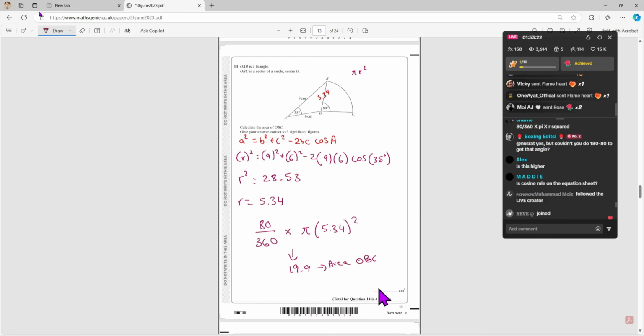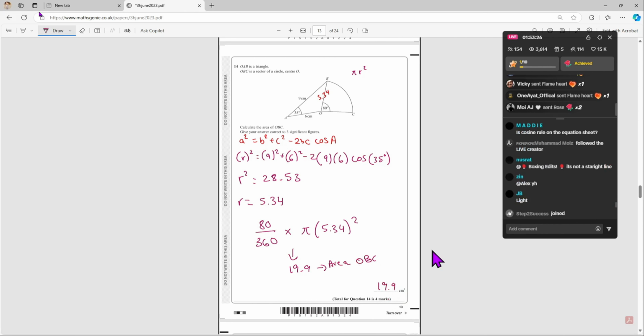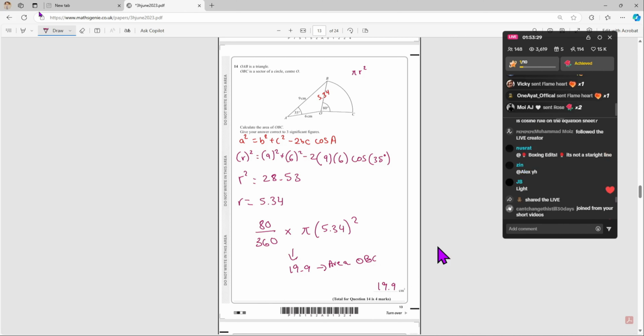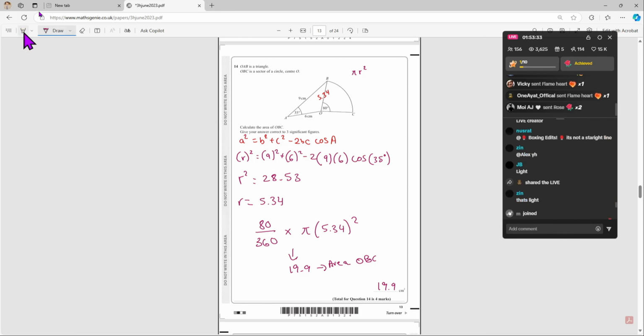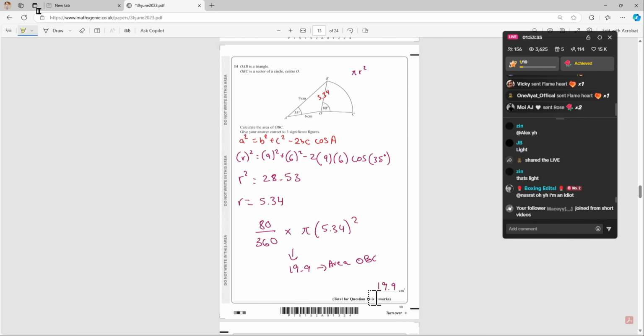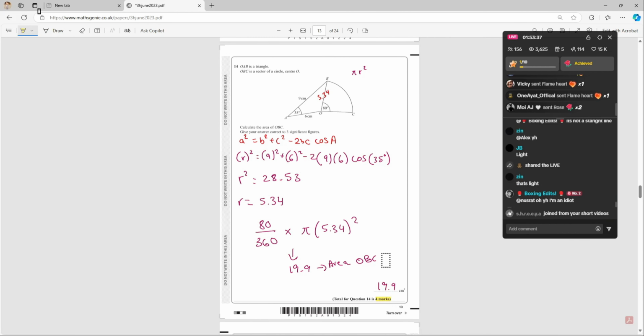So just write your final answer here, 19.9 centimeters squared. So well done, guys, for getting that correct. That was worth 4 marks. Very, very easy.